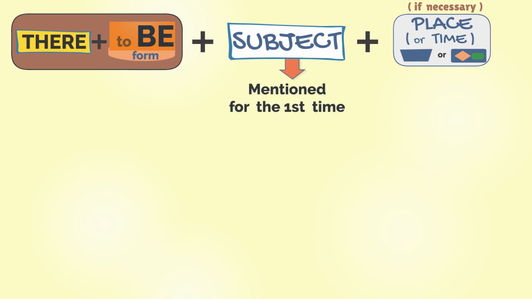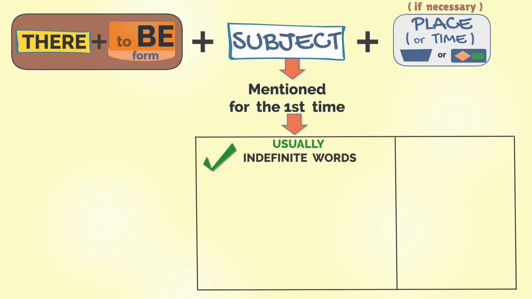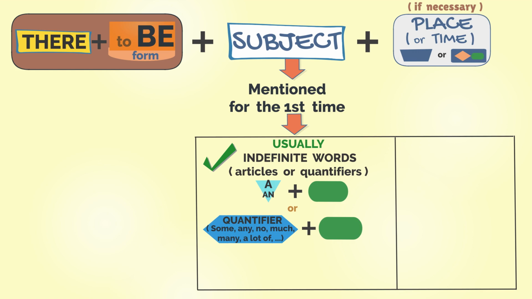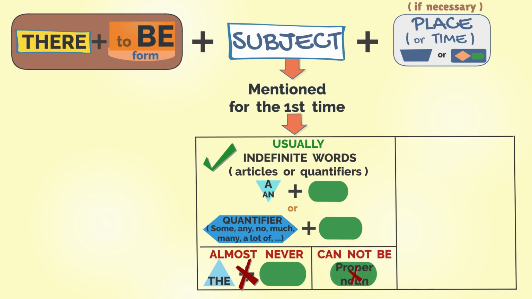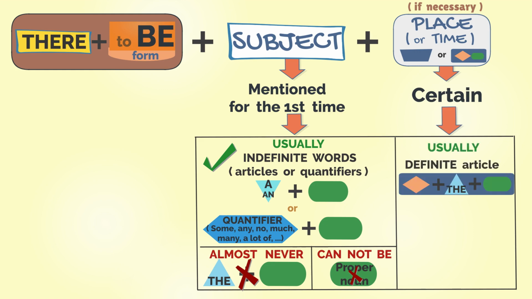Remember that, as the subject is mentioned for the first time, we usually use it with indefinite words, articles, or quantifiers. But we usually do not use the subject with the definite article, and it cannot be a proper noun. On the other hand, as we are talking about a certain place or time, we usually use it with the definite article, and it can contain a proper noun.